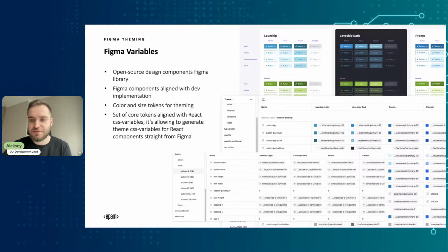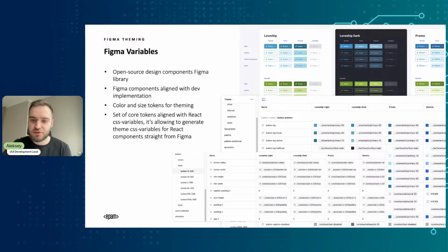In this case, we have such a UI design library in Figma. Like the React library, it's also open source and available for everyone. And it also includes a theming system to configure components in Figma. To enable this, we created a set of Figma tokens used to define component appearance. It's something similar to CSS variables which we are using in React. Moreover, the core level of Figma variables is fully aligned with the React implementation.